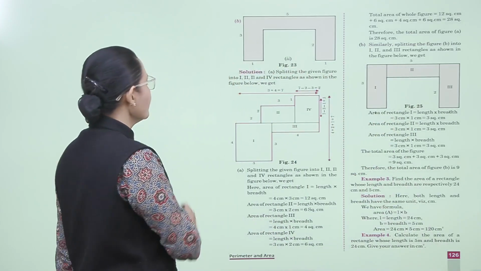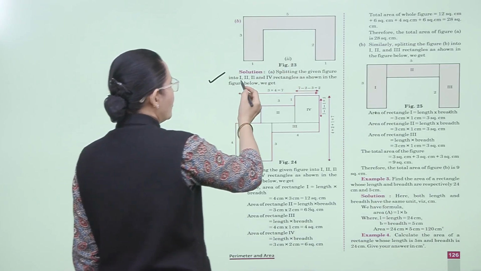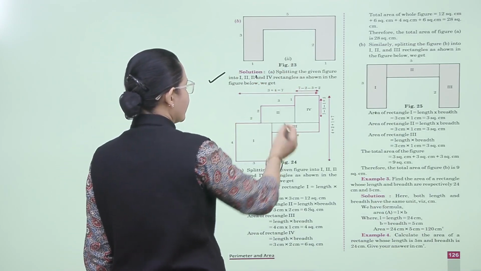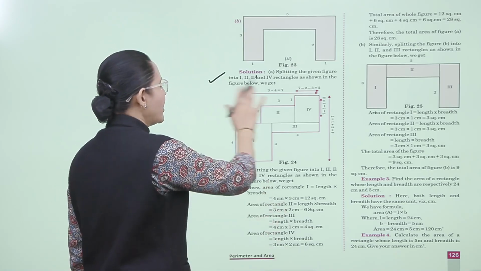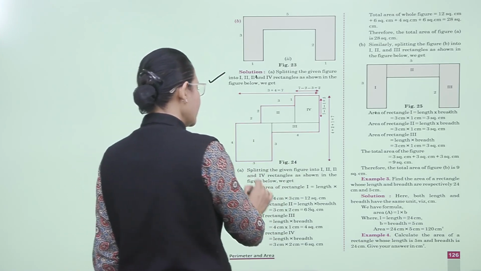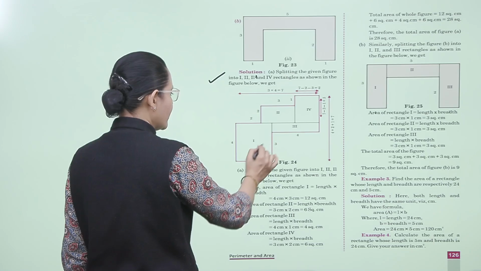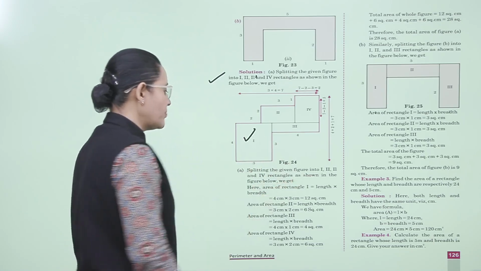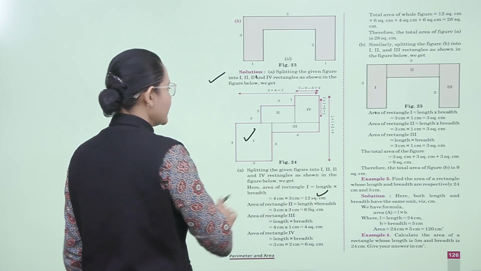So, solution, splitting the given figure into 4 rectangles. We have divided the given figure into 4 rectangles and will find their areas separately and add them. First, the area of rectangle 1, length into breadth, that is equal to 4 into 3, 12 square centimeter.